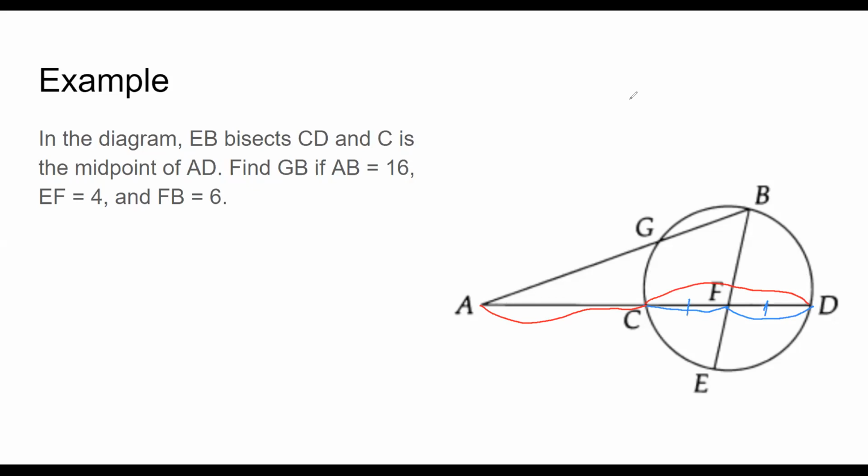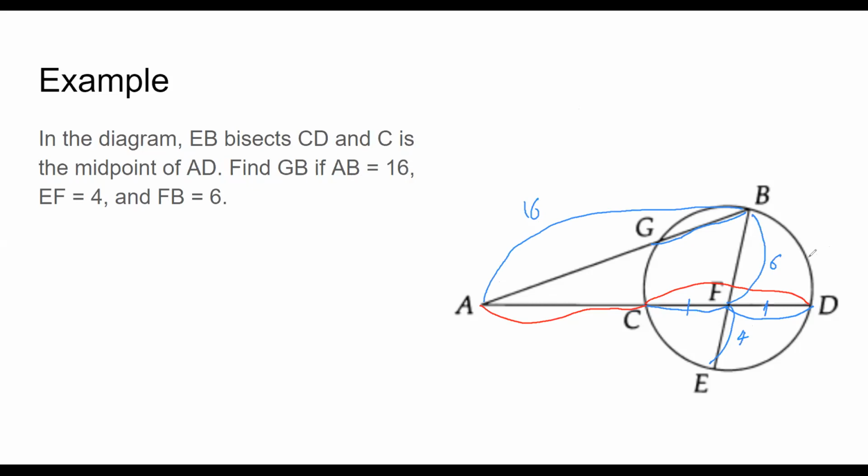So now they want us to find GB, this line here, given AB is equal to 16. This total length here should hint at something we have to do later. AB is 16, EF is 4, and FB here, I'll label it, is 6.